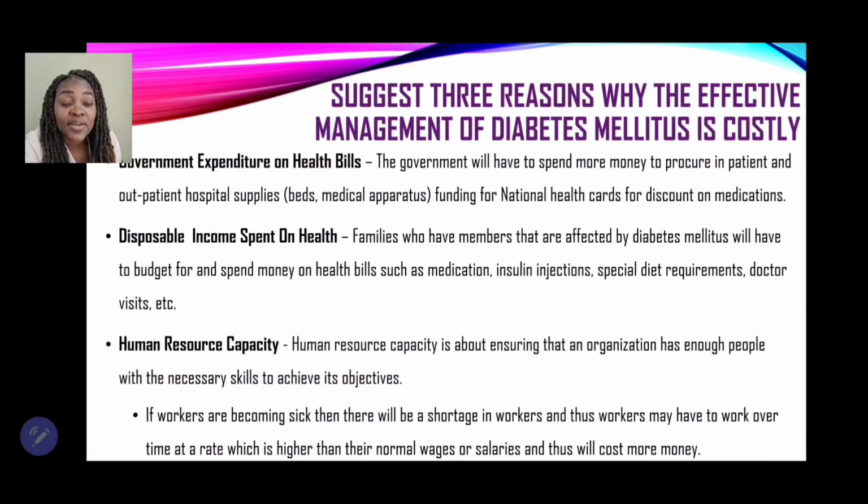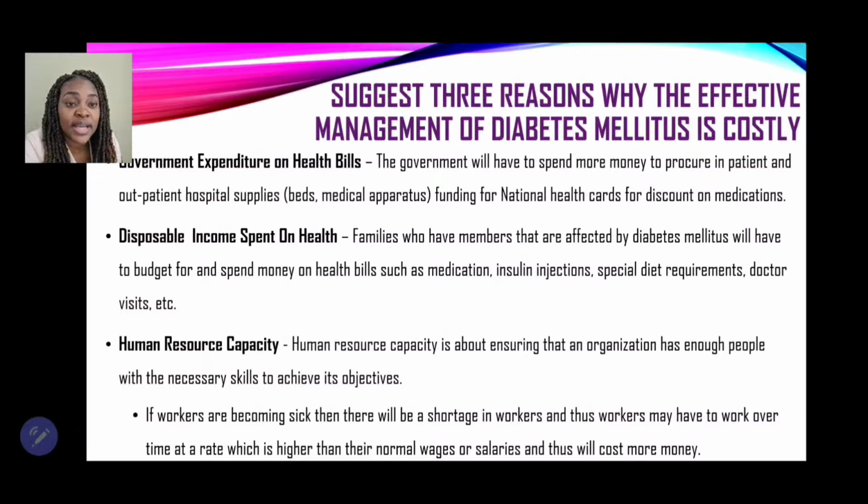So depending on the lifestyle disease that they may ask, then you know that certain things are unique, right? Certain key terms are unique. Good. But if a different lifestyle disease comes instead of diabetes mellitus, you know the responses would be similar, if not the same, right? So the first point we're looking at is government expenditure on health bills.